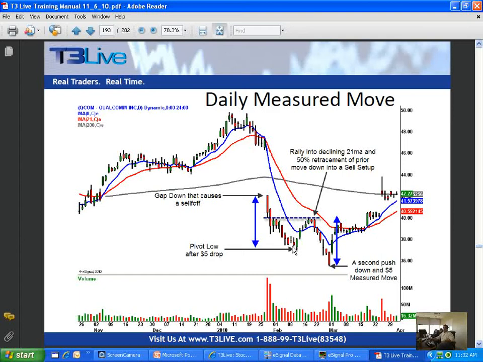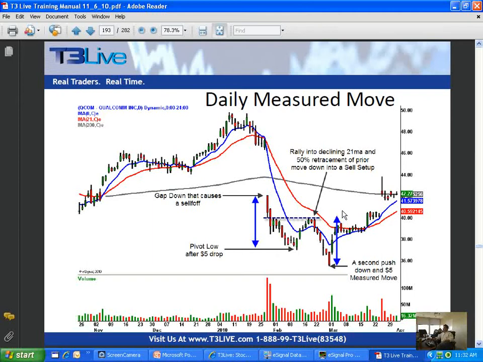Again, this first move, this bounce, and this second move are equidistant. The measured move, down, up, down, where this first move and this second move are the same distance. That's all we're trying to show here. Okay?